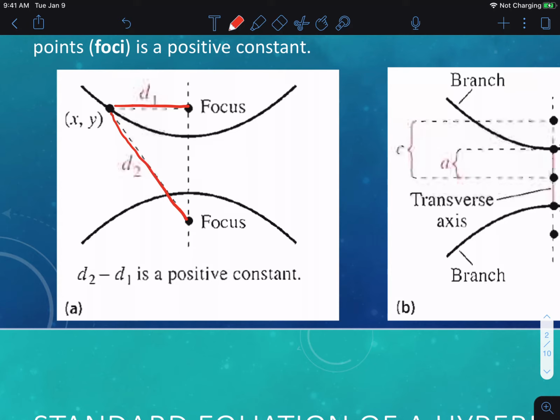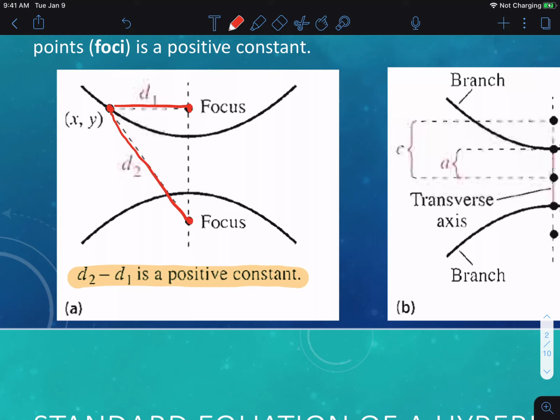Notice each of those distances from a single point x, y on the hyperbola is measured to each focal point of the hyperbola. Here's a focal point on the upper part and another focal point down below. Now, if I measure those two distances and call one D1 and the other D2, and I take the longer and subtract the shorter, I will always have the same value on any point on the hyperbola.